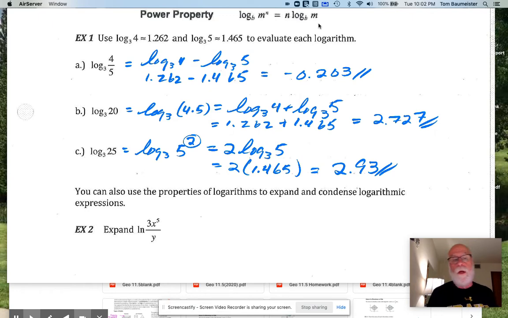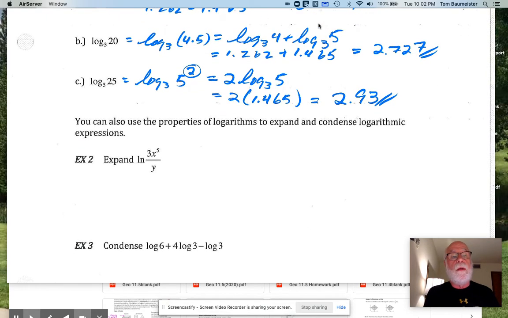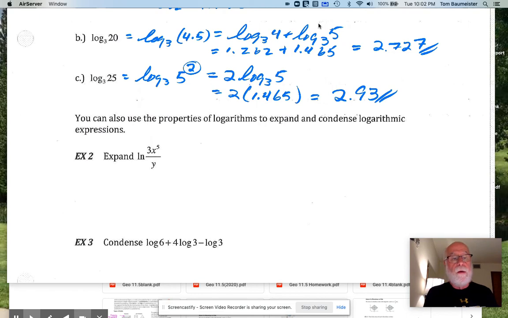Okay, so you can also use the properties of logarithms to expand and condense logarithmic expressions. Again, you'll have a couple of these. So expand the natural log of 3 times x raised to the 5th power divided by y. All right, so if we're going to look at it here, we have something divided by something, so we can go ahead and subtract them. So I can say that's the natural log of 3x to the 5th power minus the natural log of y.